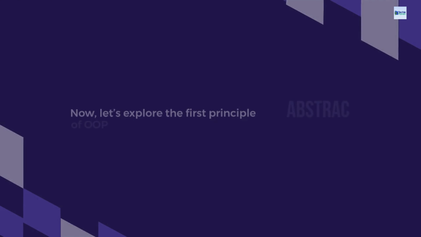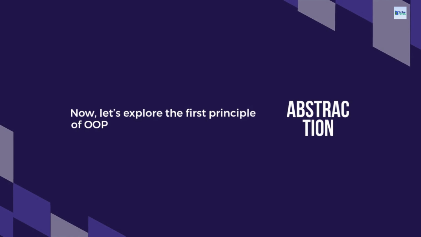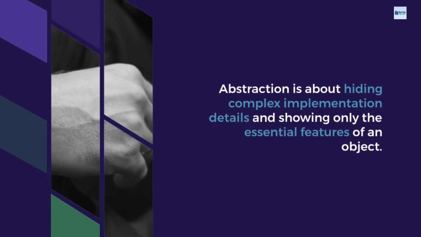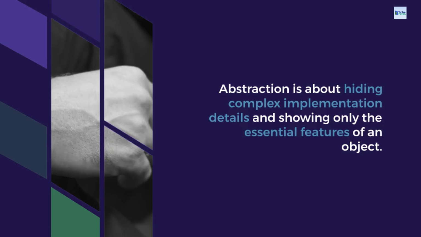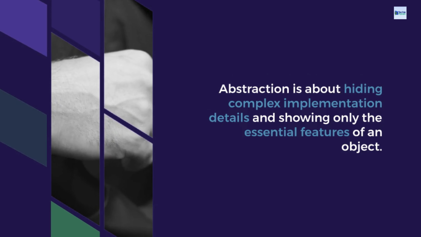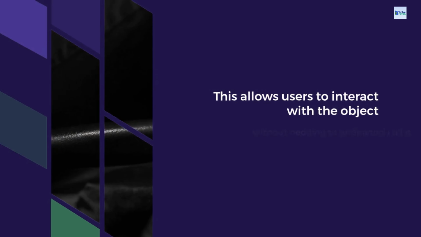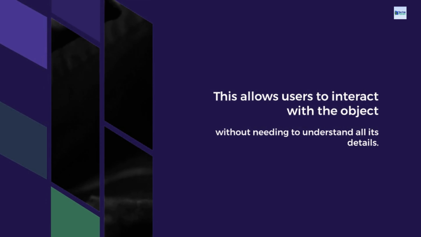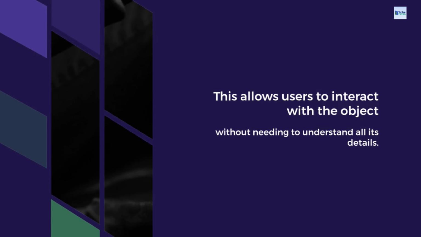Now let's explore the first principle of OOP: abstraction. Abstraction is about hiding complex implementation details and showing only the essential features of an object. This allows users to interact with the object without needing to understand all its intricacies.